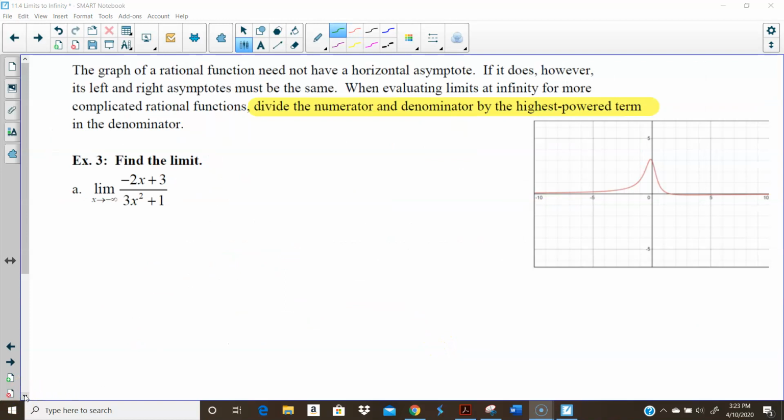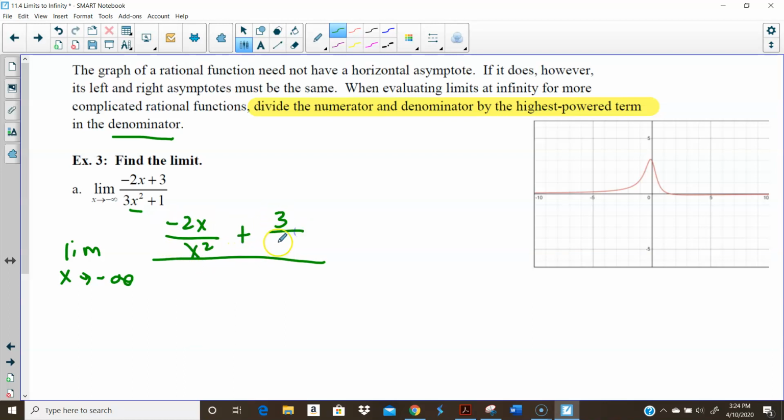In example 3, we're going to find the limit of a rational function a different way. So one way you can do this is you can divide the numerator and the denominator by the highest powered term in the denominator. So the highest powered term in the denominator is x squared. So what we're going to do is take the limit as x approaches negative infinity, and we're going to take this original function, and I'm going to divide each term by x squared.